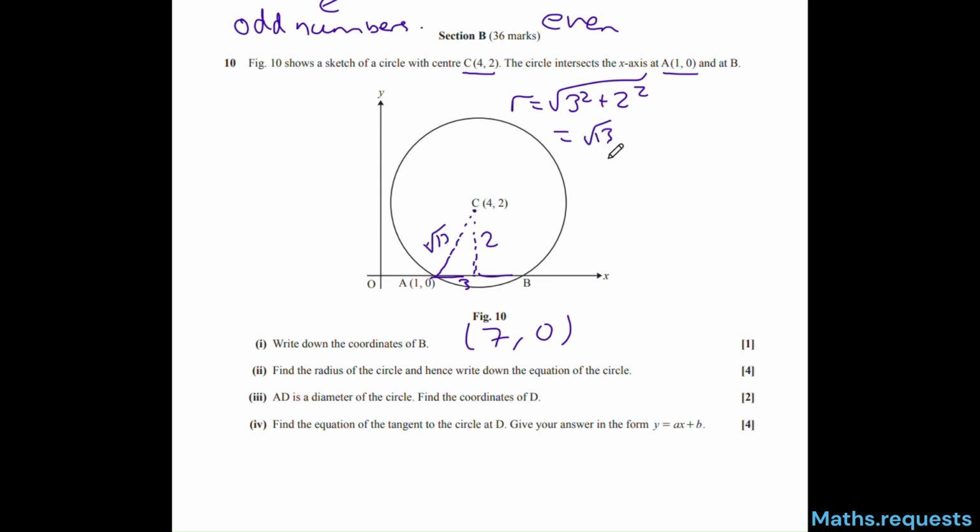Which is root 13. So therefore the equation of the circle will be (x minus 4) squared plus (y minus 2) squared equals, and it's the radius squared, so 13.